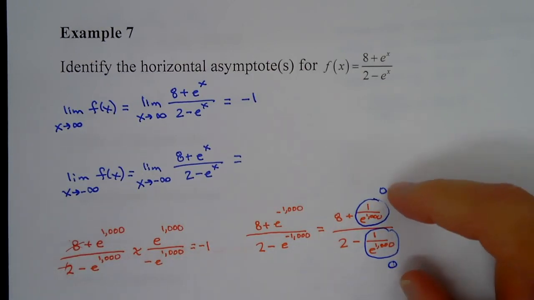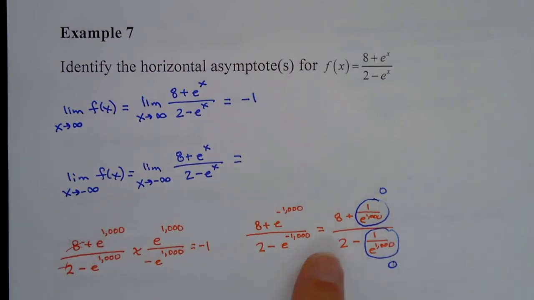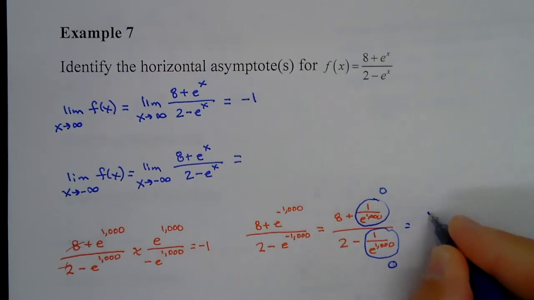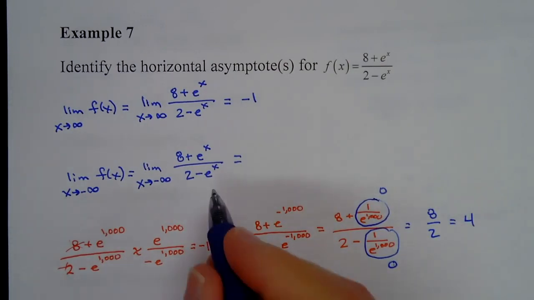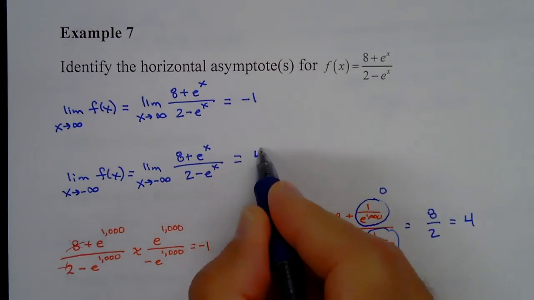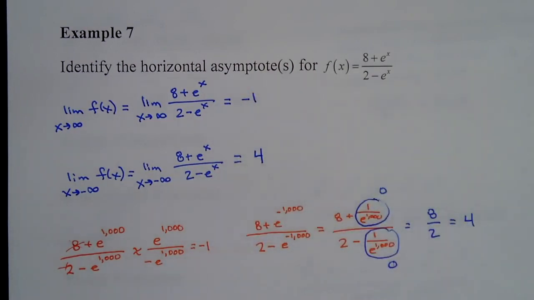So because these are getting closer and closer to 0, these are now the ones that are insignificant, and the 8 and the 2 are the things that are most important. So this is 8 over 2, which is equal to 4. So that means this limit right here is 4. And once again, we have 2 horizontal asymptotes.